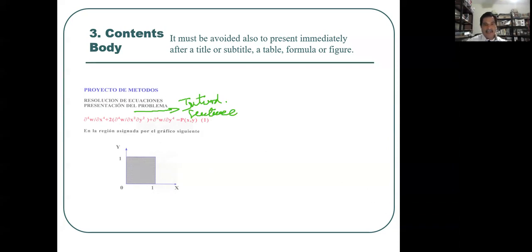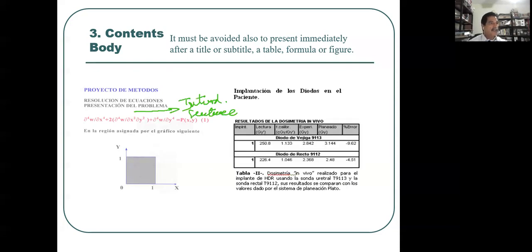Similarly, for the next case, there was another work. I think it was from mechanical engineering. I'm sorry, from electrical engineering. And it's always a good idea to include here an introductory sentence before this table is presented.